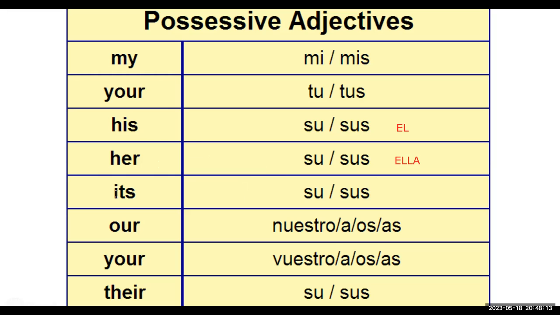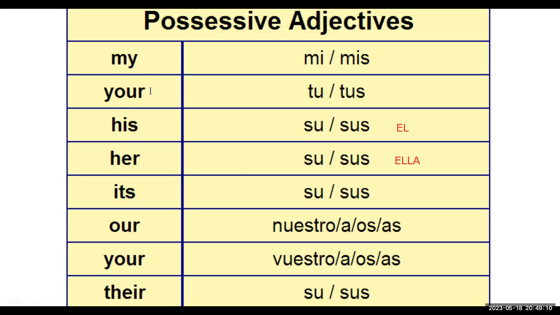Okay, and if I want to use this, I can use it with animals and things. Lo voy a usar con animales y cosas. If I am talking about the cat, I can say its tail is long. Su cola es larga. Su cola. Talking about the cat. Okay, creo que los demás son ya más fáciles. Our teacher, our English teacher name is Max. Your car looks pretty good. Okay. Their names are, los nombres de ellos son Mario, Rafael, and Ingrid.